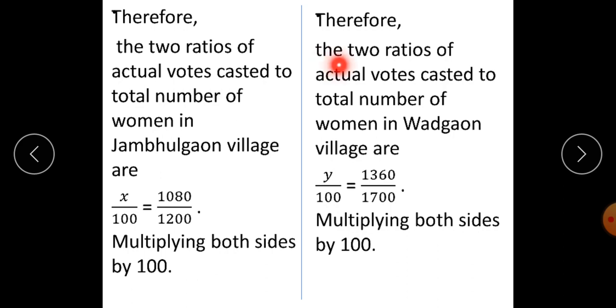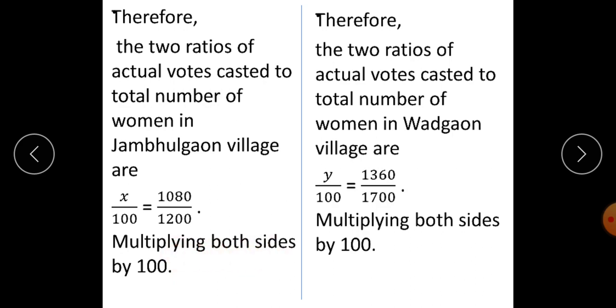Second part. Therefore, the ratio of actual votes cast to total number of women in Vadgaon village is y upon 100 is equal to 1360 upon 1700. Now, students, for both, we have to multiply both sides by 100.